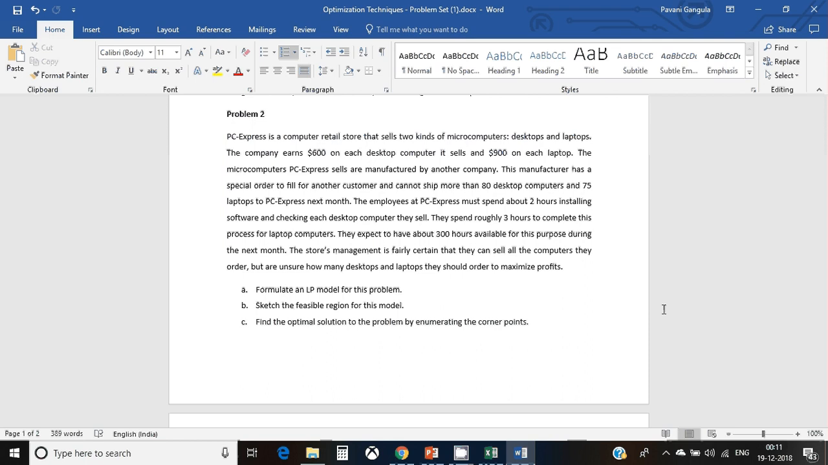Formulate an LP model for this problem, sketch the feasible region for this model, and find the optimal solution to the problem by enumerating the corner points.